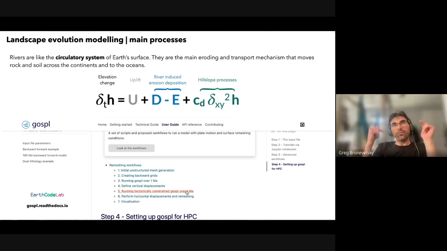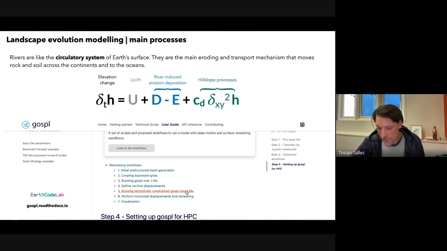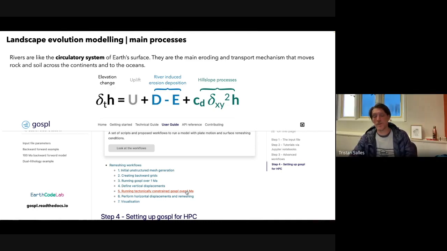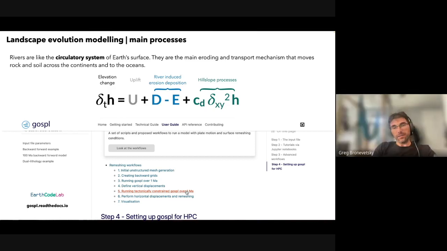Oh, okay, that's one time step, and then what's the total run? You mean the total run time of the simulated model? The simulated model. So I will present two models. One is 100 million years, and the other one is 500 million years. Got it. Thank you.